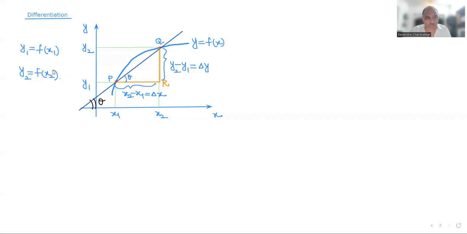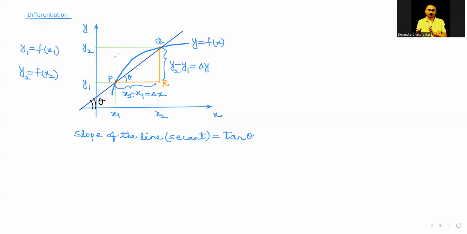So now, just pay attention. What I'm going to say is very important. There is a slope of the secant. We call it slope. What is this slope? Slope of the line, or in this case, we are discussing the secant, right? So slope of the line is given as tan of the angle it makes with the x-axis, tan of the angle which the line is inclined with the x-axis, right?